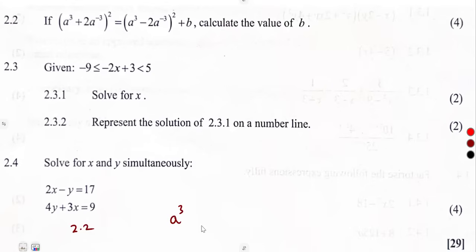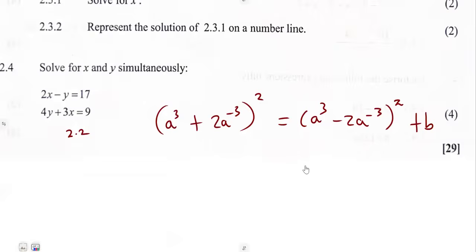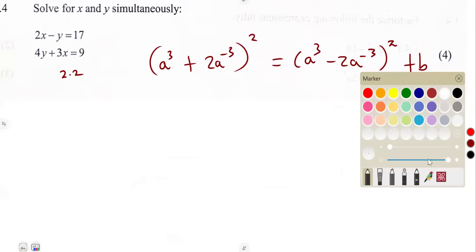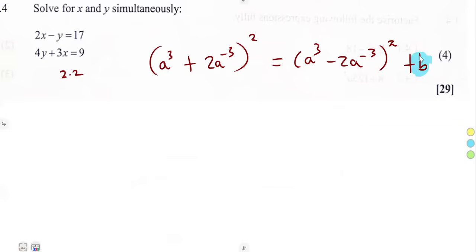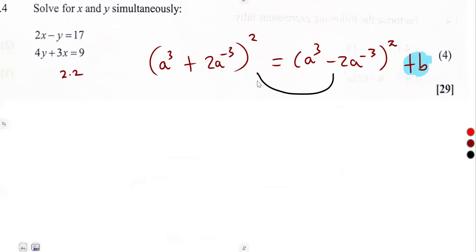2.2, a cubed plus 2a to the exponent of negative 3. So this is a cubed minus 2a to the exponent of minus 3 squared plus b. Calculate the value of b. All right, let's see. So this is b separate, guys. Let's just put it on one side. Let us just make it the subject of the formula. So you're going to take this to the other side of the equation. So it was going to be a negative, and you are left with b.